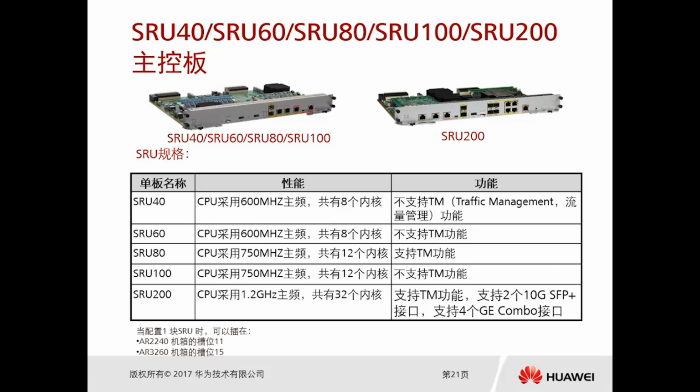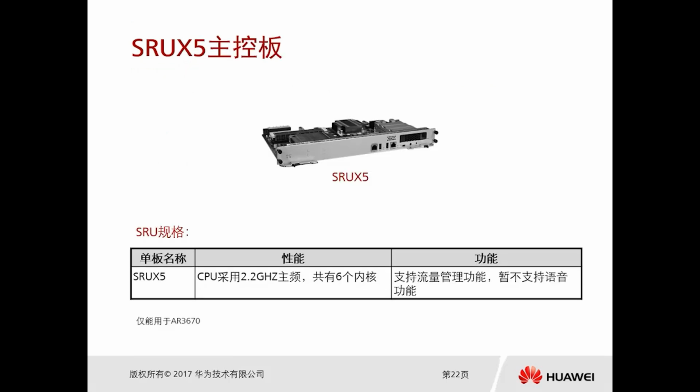Now let's look at another main control board, the SRUX5. Its performance is superior: it provides a 2.2 GHz frequency and has 6 cores. It also supports traffic management. However, it has one flaw: it doesn't support voice functionality. What do I mean by that? Generally, this main control board is only used for the AR3670. That is, the AR3670 specifies that I need to use this main control board.